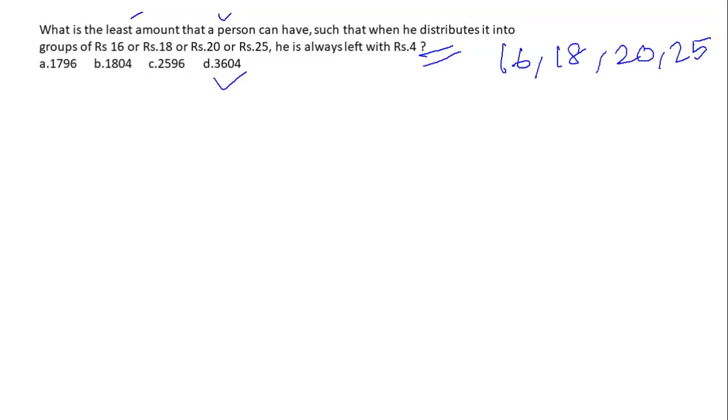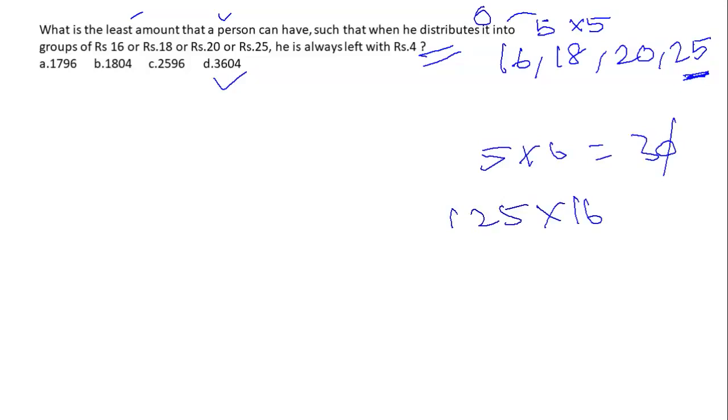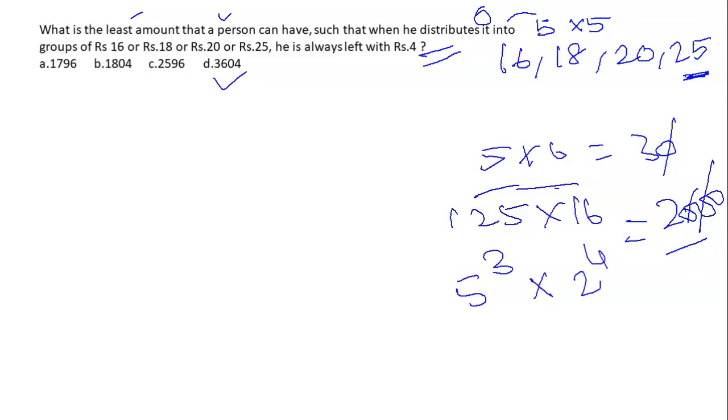Since we have 25 here, 25 has two 5s in it, 5 into 5. With a 5 and an even number, you get a 0. That's obvious. Take any number, 5 into 6, 30, there is 0. 125 into 16, you take a 3, your answer would have 3 zeros at the end. So 125 into 2 is 250, 250 into 2 is 500, 500 into 2 is 1000, 1000 into 2 is 2000. Your answer is 2000. 3 zeros is because you have 3 fives here, 5 cube, into 2 power 4. With 2 power 3, the value would have been 1000. All of them, 3 zeros.